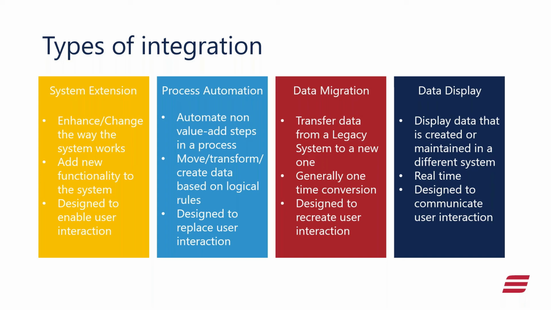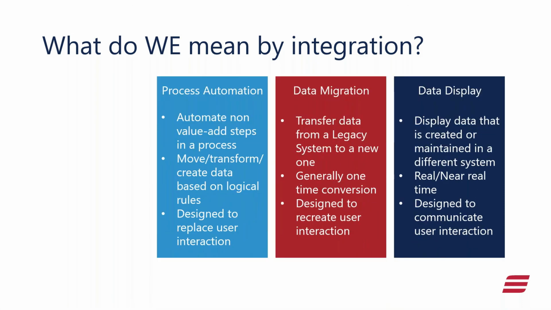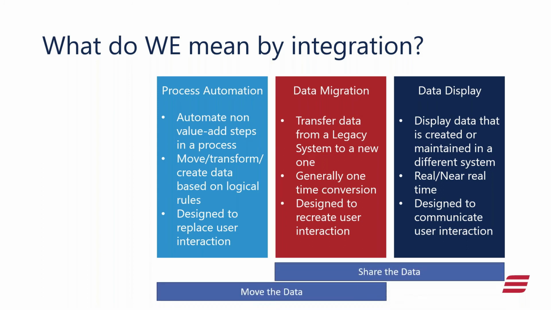So those are our four broad spectrum of integration. Now, when we're talking about this particular presentation, we're really focusing on these three. We're not showing you a product today where we're going to alter how your accounting system works. Every system has their own way of doing that. We're going to cover process automation, data migration, and data display. And you can actually break that down into two even broader categories. Do we need to move the data, or do we need to share the data?